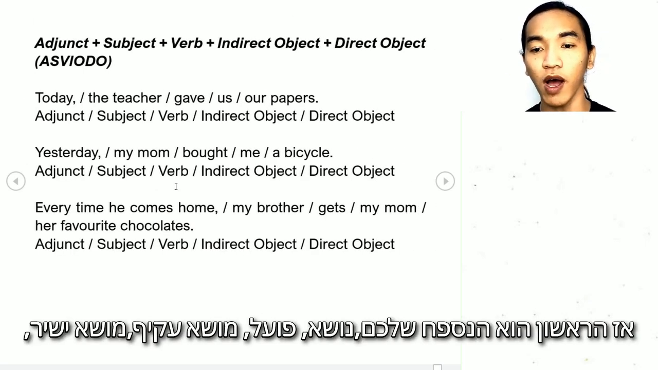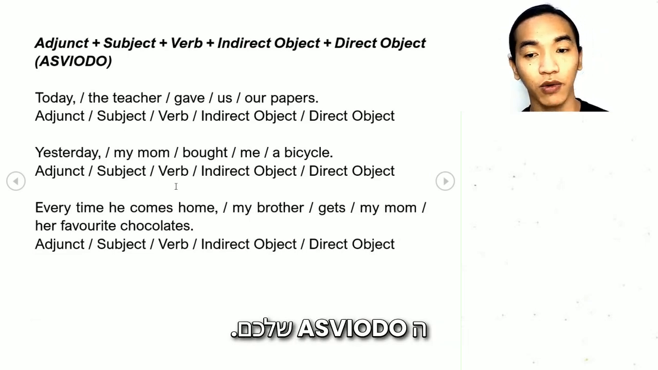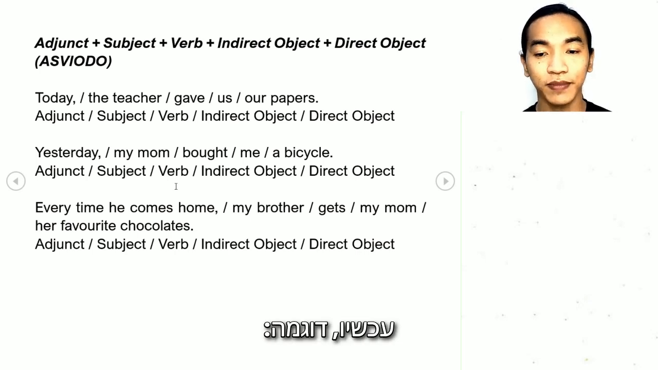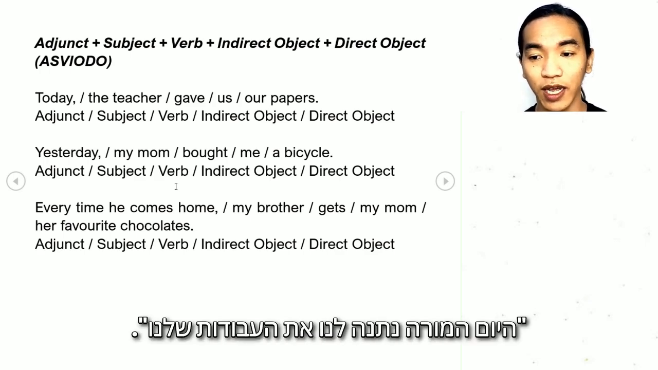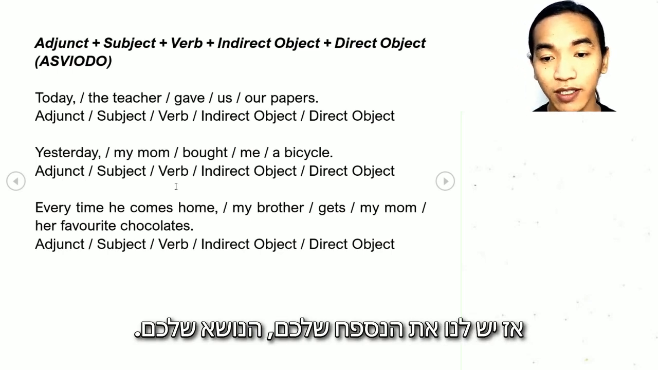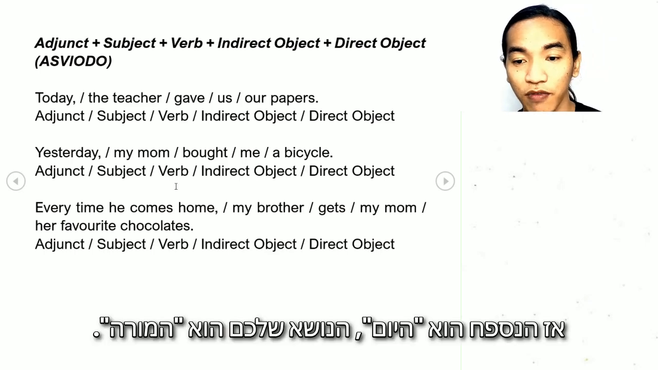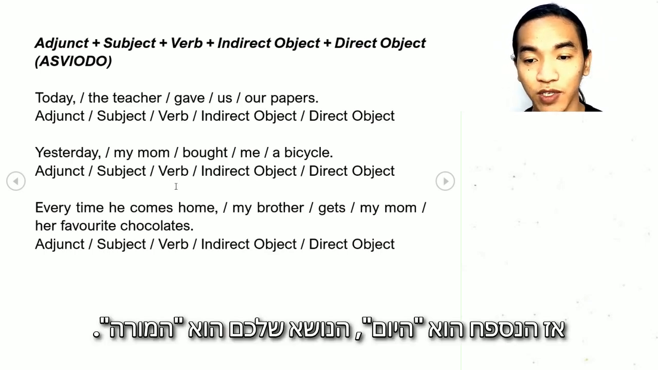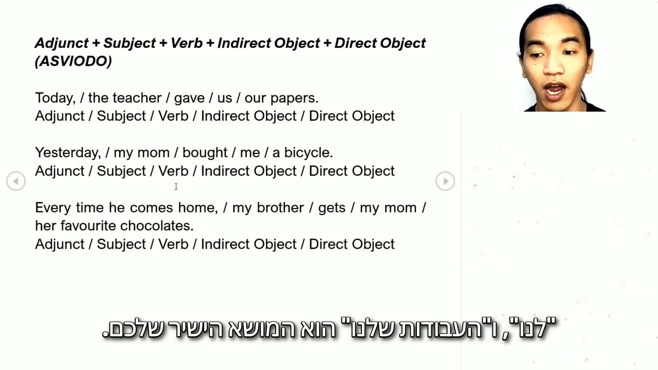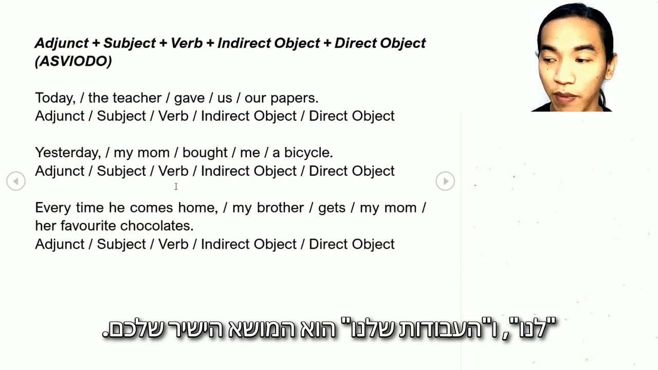So the first one is your adjunct subject verb indirect object direct object, or your ASVIODO. Okay, now example, today the teacher gave us our papers. Okay, so we have your adjunct, your subject. So adjunct is today, your subject is the teacher, and then your verb is gave. Indirect object is us, and our papers is your direct object.